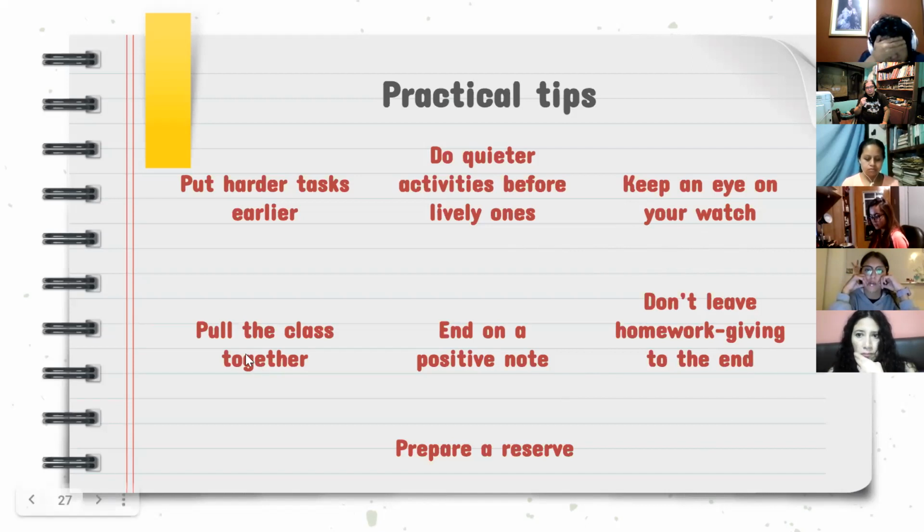Very good. The next one is pull the class together. It refers to when you, for example, divide the class in groups. Sometimes they forget that they belong to the whole class. I mean, they are friends, but when they have groups, they don't want people from group A to talk to people from group B, especially with kids. They think that they are still part of only one group. So at the end, you have to remind them that they are all mates that have the same objective.